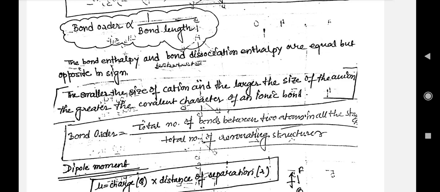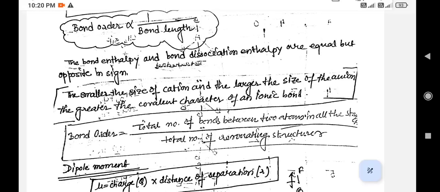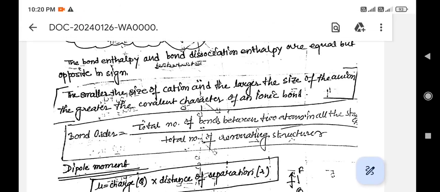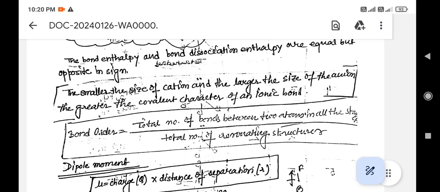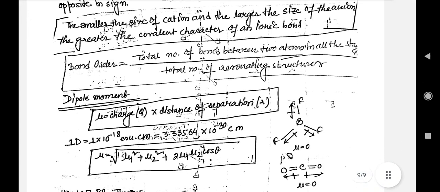Okay, covalent character is generated when the cation has a high positive charge and is smaller in size, and the anion has a bigger size. The bigger anion can be easily polarized, and the smaller cation can easily polarize the anion. Okay, that is explained by Fajan's rule. Then we consider dipole moment.